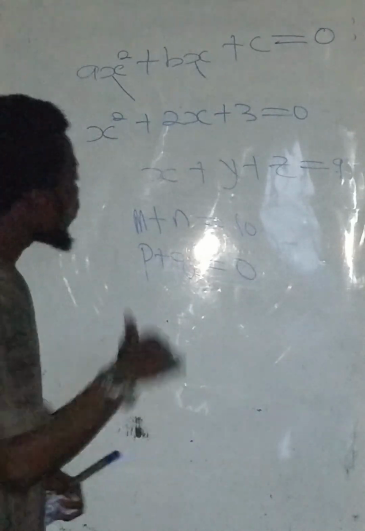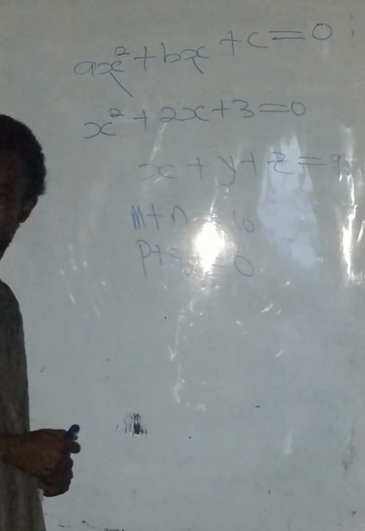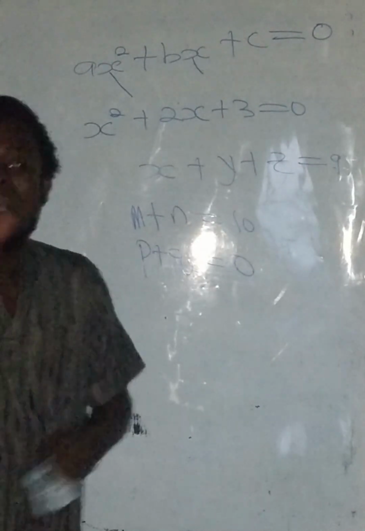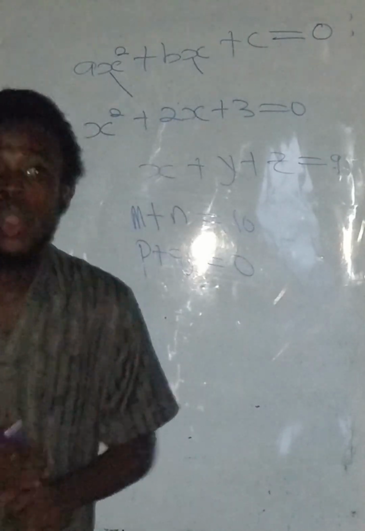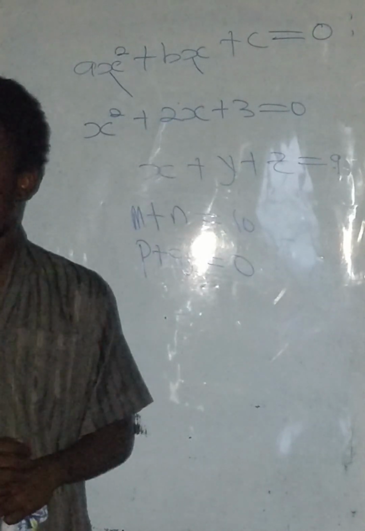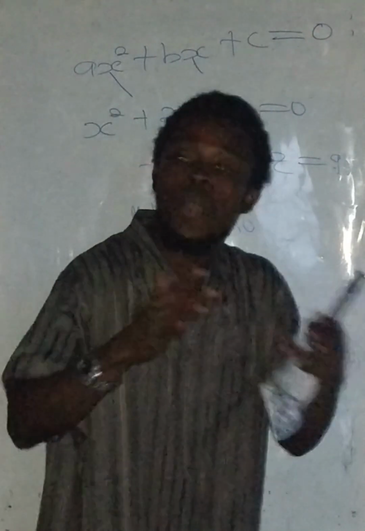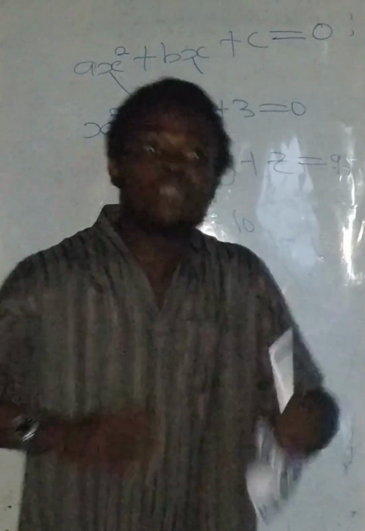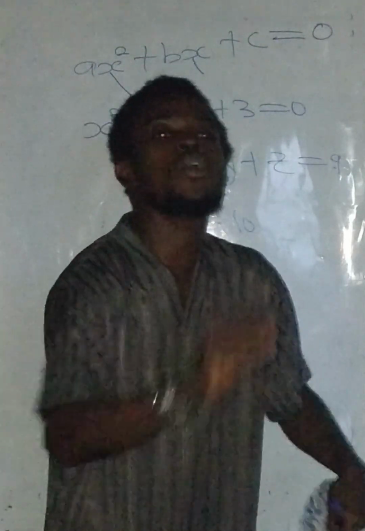So whenever you're using the elimination method, you must look out for the signs. Whenever the signs are the same, what do we do? We subtract the values. Whenever the signs are different, we add the values. Why? Because you want to eliminate.